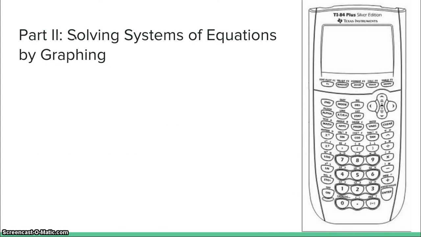Okay, now previously you should have completed a kind of preview work assignment where you were told to graph two lines on the same graph and you didn't necessarily know why. Well, the reason is because that's what a system is. Two or more lines on the same graph, finding out where they intersect.